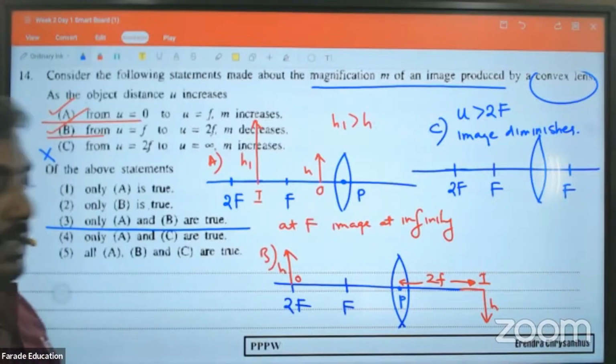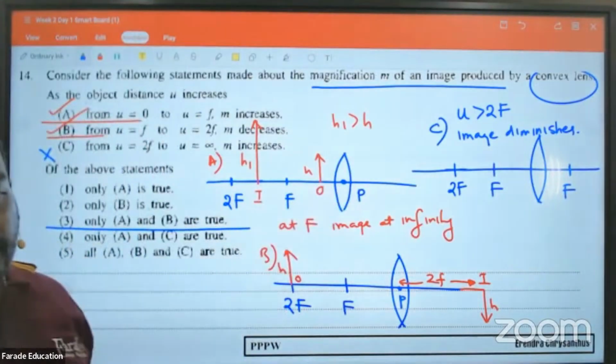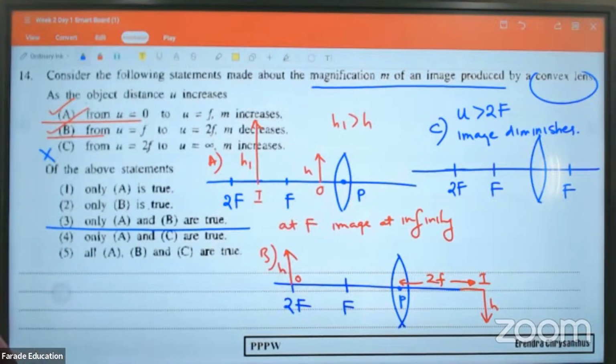When the object is kept between the optical center and the focal point, we will obtain virtual, upright, magnified images.